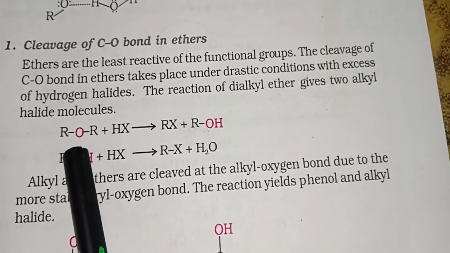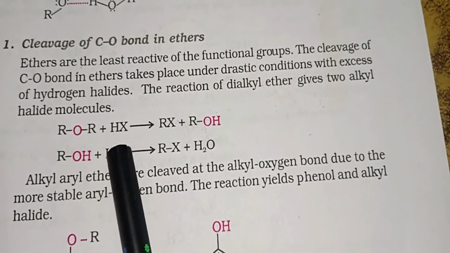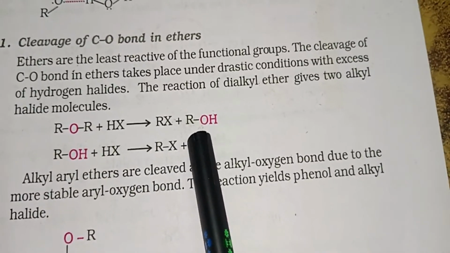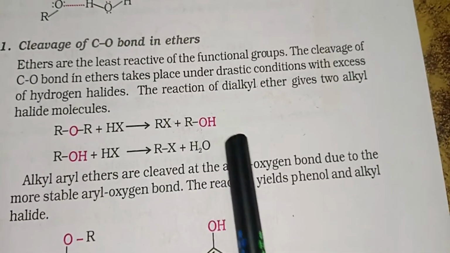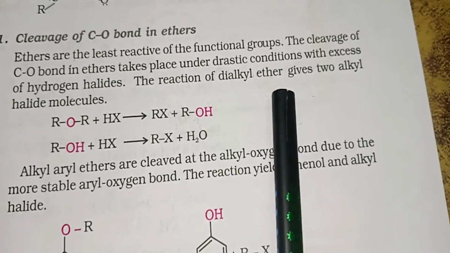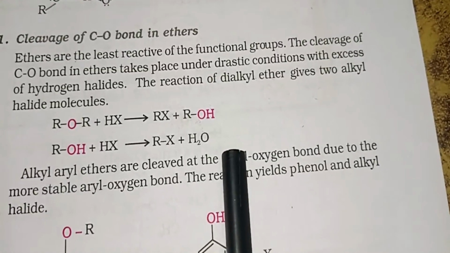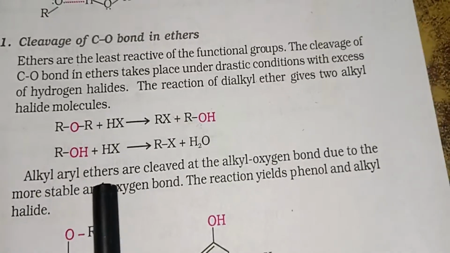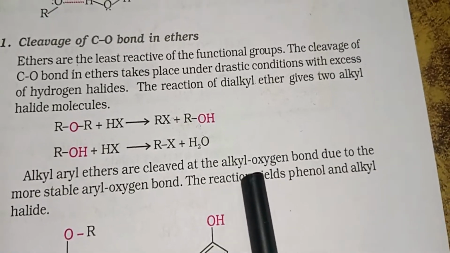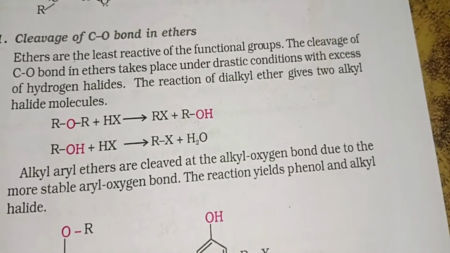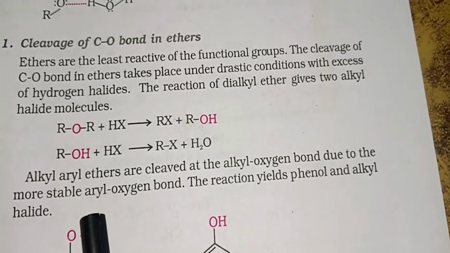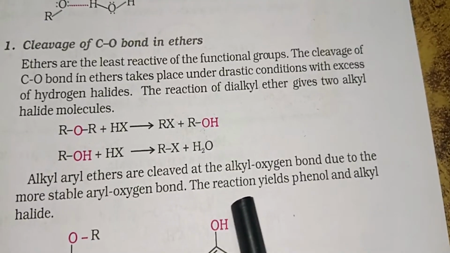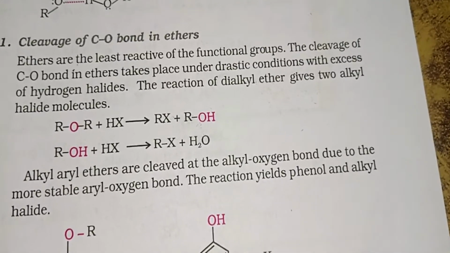ROR plus HX gives RX plus ROH. Alkyl aryl ethers are cleaved at the alkyl oxygen bond due to the more stable aryl oxygen bond. The reaction yields phenol and alkyl halide.